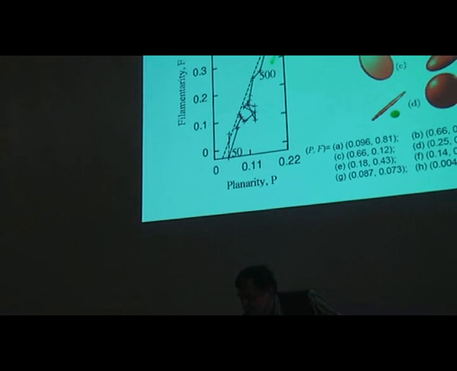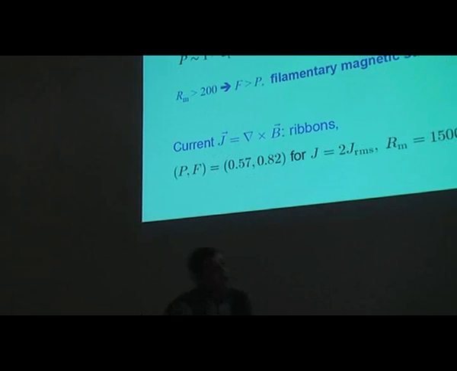And finally, we can also check how fragmentarity and planarity depend on Rm, and we see clear evidence that as Rm increases, fragmentarity becomes larger than planarity. Progressively, the magnetic structures become filaments. These are our asymptotic behaviors, fitted, of course, just fitted, for large Rm.